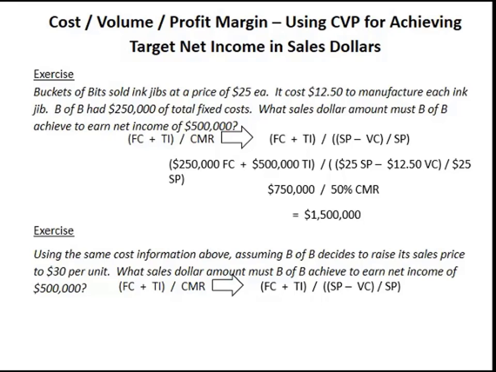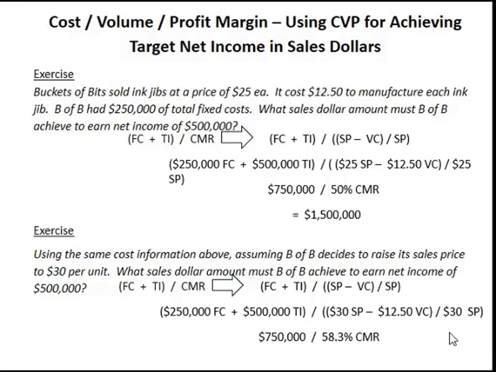Okay, then we go ahead and, based upon the variables in the formula, populate the information from this part of the exercise and also the top exercise. In this case, we have $250,000 worth of fixed costs like we had before. Our target net income is the same, $500,000. The one difference is our selling price has gone from $25 to $30. Our variable cost hasn't changed, so it's $12.50 divided by our $30 selling price.